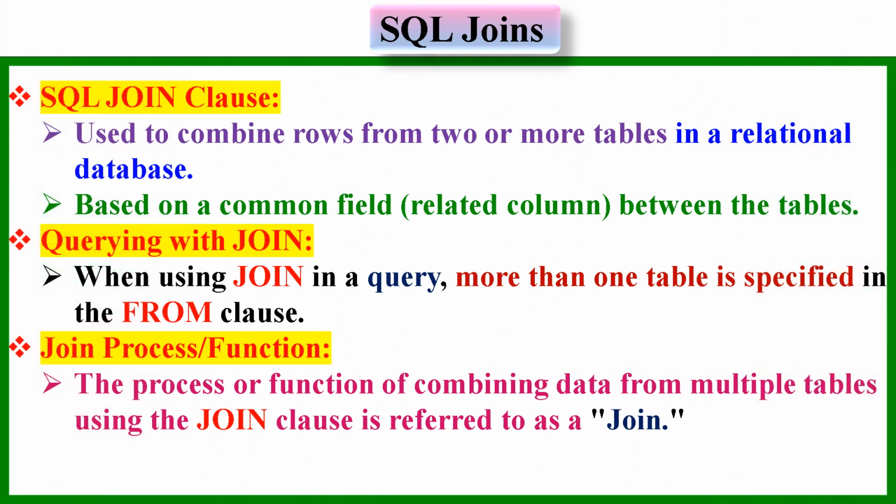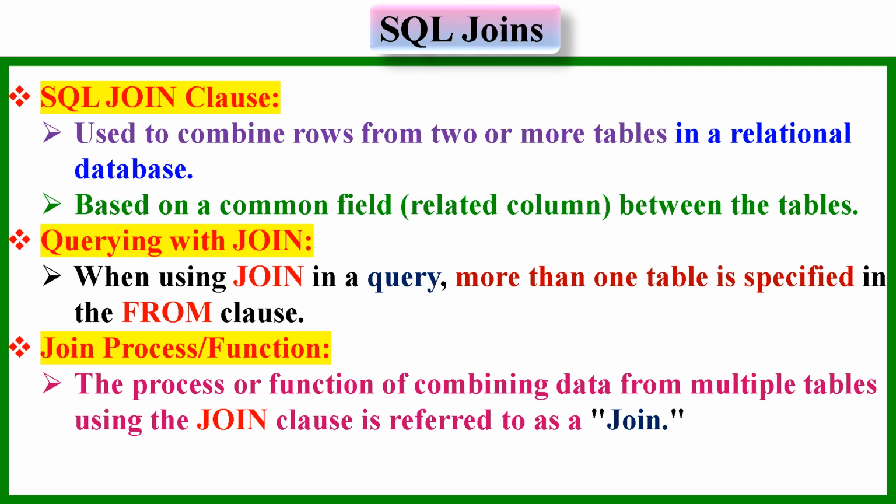Let's learn about SQL joins. What is the meaning of join? Join means to combine something. In case of SQL, join means to combine two or more tables. Now come to the definition of SQL join clause. It is used to combine rows from two or more tables in a relational database. It is based on a common field, a related column, between the tables.